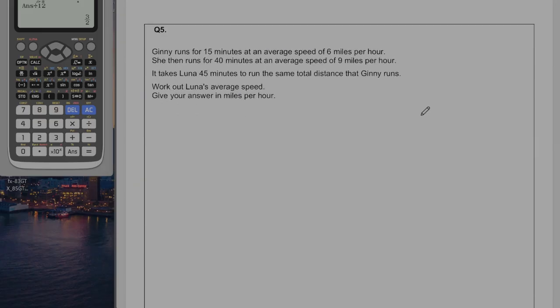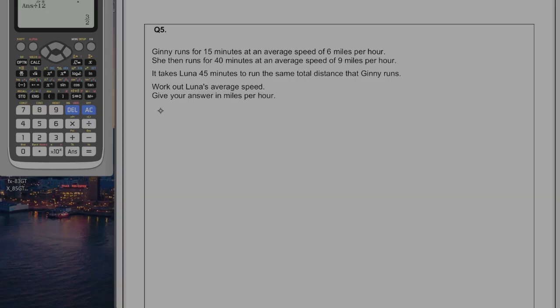Right, question 5. Guinea runs for 15 minutes at an average speed of 6 miles an hour. She then runs for 40 minutes at an average speed of 9 miles per hour. It takes Luna 45 minutes to run the same total distance that Guinea runs. Work out Luna's average speed.